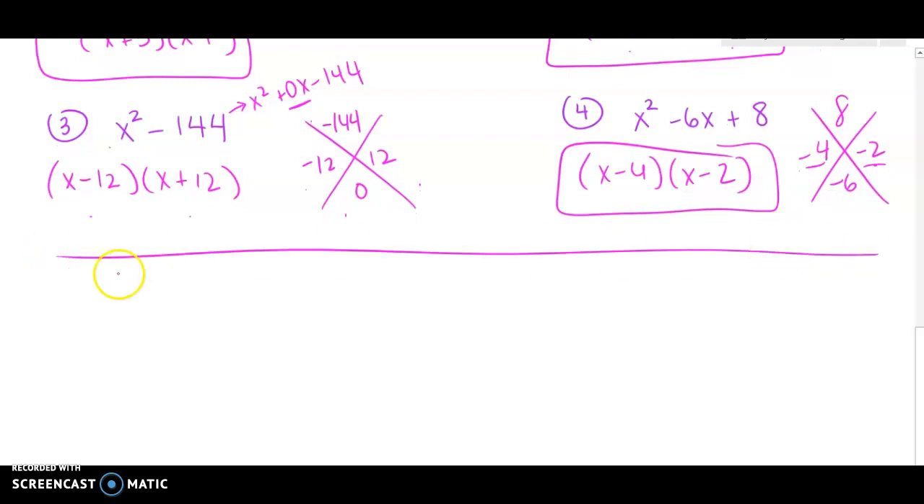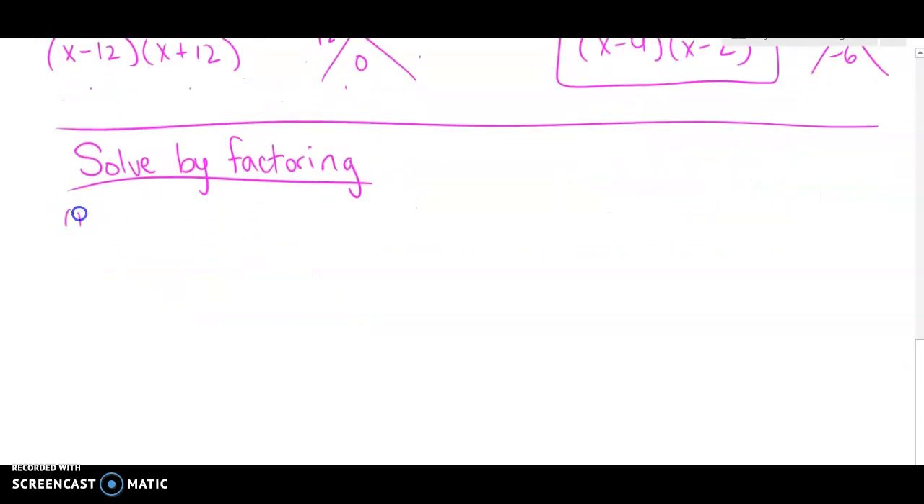Now, there will be some problems that will say solve. All right, solve by factoring. A lot of times you're going to have to factor it. Sometimes, though, that's not the case. For example, if you have something like 3x plus 2 times x minus 5 equals 0, this guy is already factored. You'll notice it's already in the parentheses, so you do not have to do any box problems.